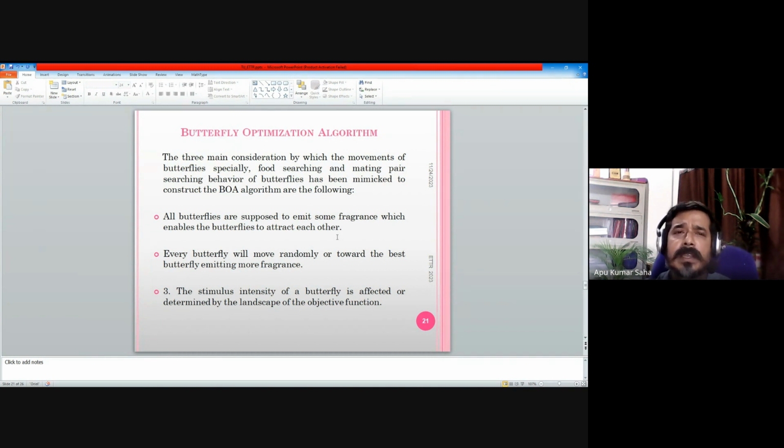Then every butterfly will move randomly or towards the best butterfly emitting more fragrance. So two things here. Either it will go towards the best butterfly, or if it is not getting the fragrance from the best butterfly due to some obstruction, then it will move randomly. So there will be two types of movement of butterflies: one is random movement, another is towards the best butterfly. And the stimulus intensity of the butterfly is affected or determined by the landscape of the objective function. So stimulus intensity will depend on the objective function. These three things the authors have considered.